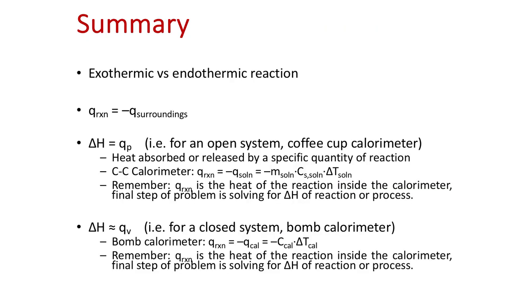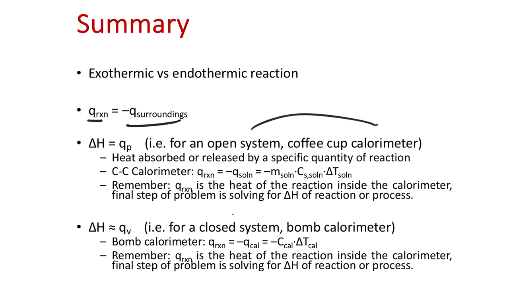Okay, so a quick summary here would be that our Q reaction is negative Q of the surroundings. And this, all the way back to the early part of chapter 5, was our main idea: you can think of the surroundings and your reaction as oppositely related to each other. So if a reaction's losing heat, it's going to the surroundings. If a reaction's absorbing heat, it's coming from the surroundings. And so you can relate the reaction's heat change to the surroundings' heat change in calorimetry.